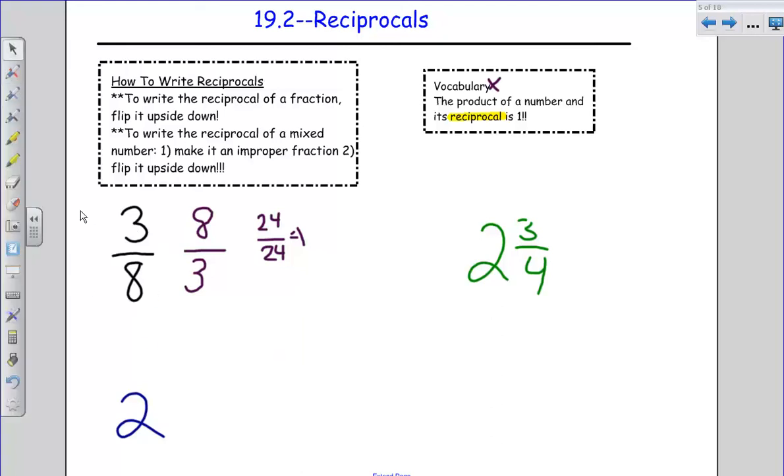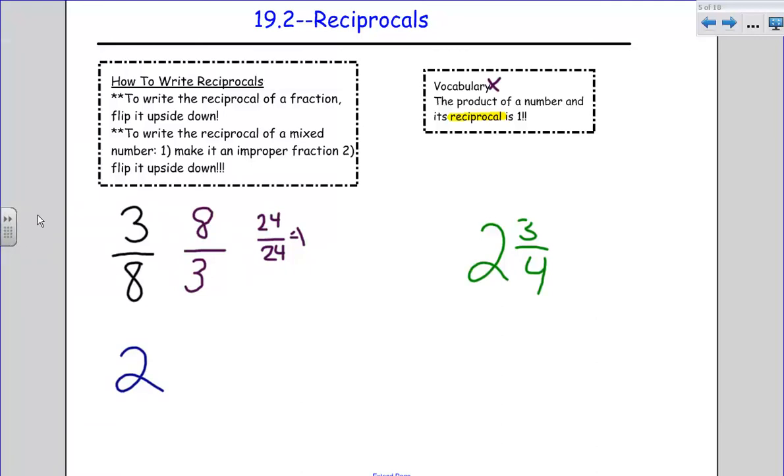Now let's take a look down here at the number 2. So I have a whole number right now. How do I write a whole number as a fraction? How do I make the whole number 2 a fraction? All I have to do is put it over 1. So this is my original fraction. I want to know what is the reciprocal of 2 over 1. Well, if I flip it upside down, 1 is going to be my numerator and 2 is my denominator. So the reciprocal of 2, or 2 over 1, is 1/2.